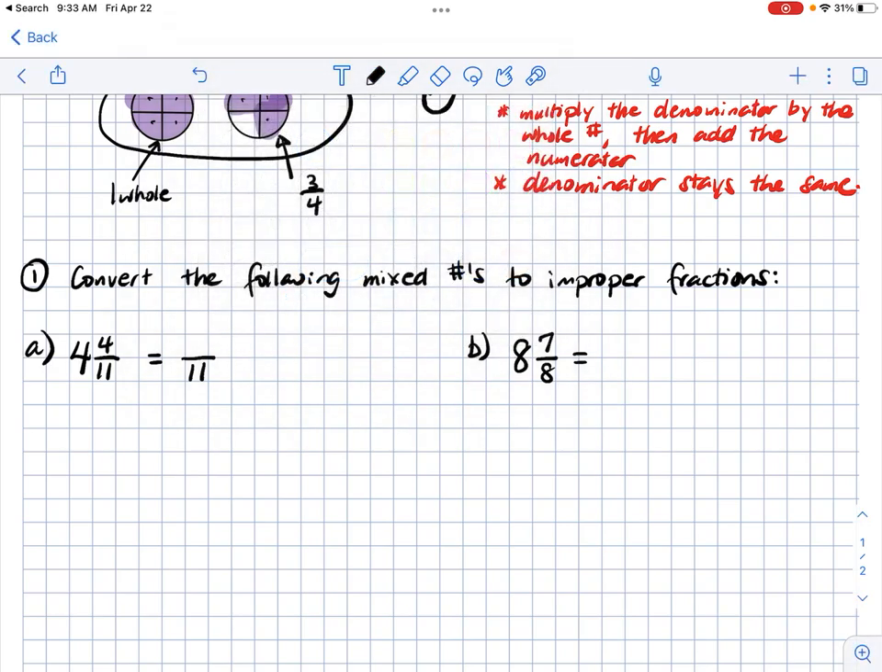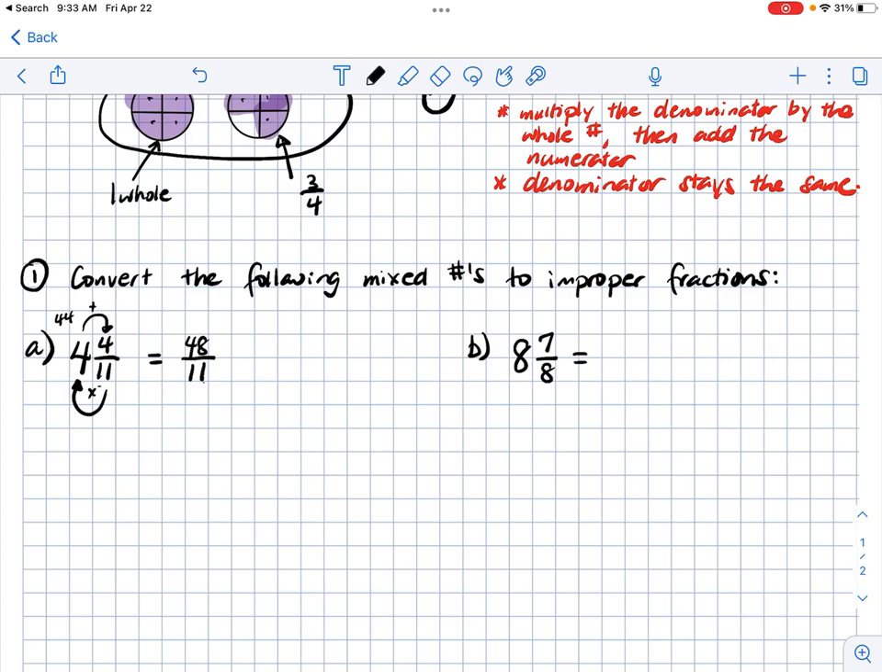So I'm going to follow the cycle of steps. Okay, so again, 11 stays as the denominator in both cases. So I'm thinking to myself, what's 11 times 4? Okay, so that's 44. And then you're going to do 44 plus 4 because you're adding the numerator. That becomes 48. So the equivalent improper fraction is 48/11.